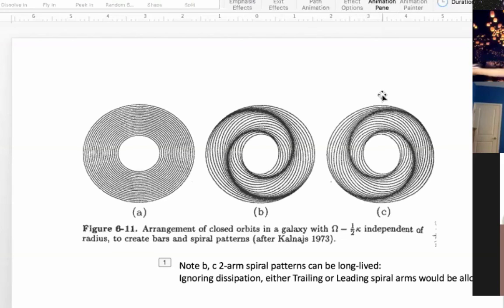So all of those things that I just said, the fact that you see 2-arm spiral patterns, the fact that you see bars, the fact that trailing spirals are preferred, all of these things are considered to be confirmation points of the spiral density wave theory of galaxies.